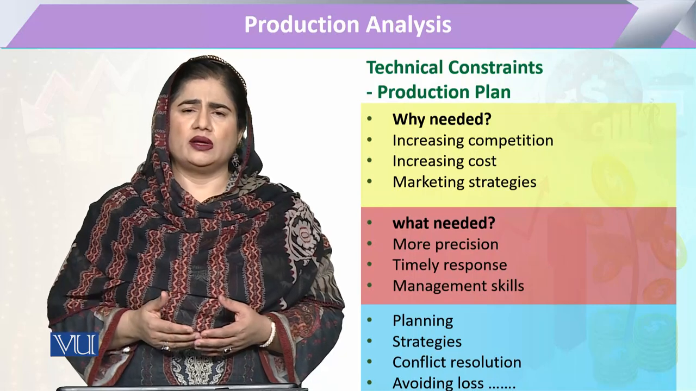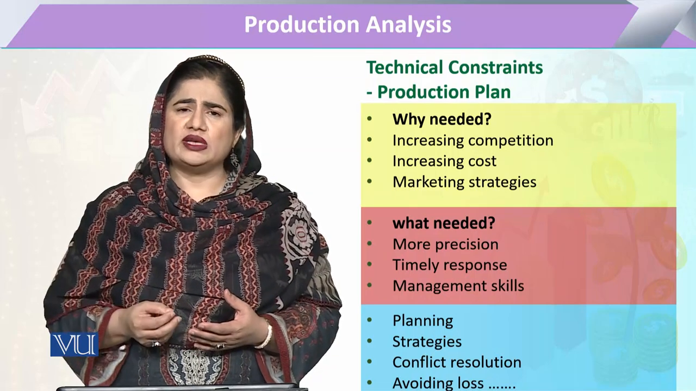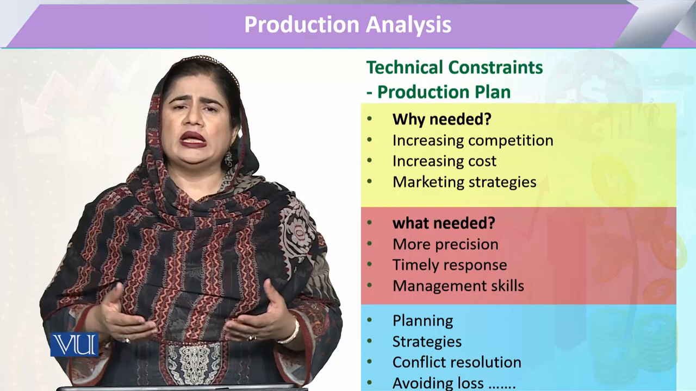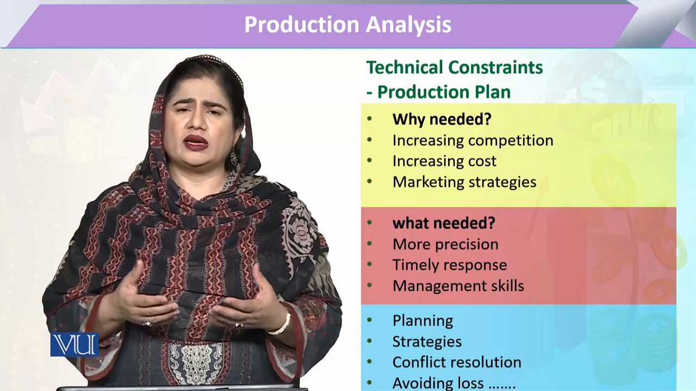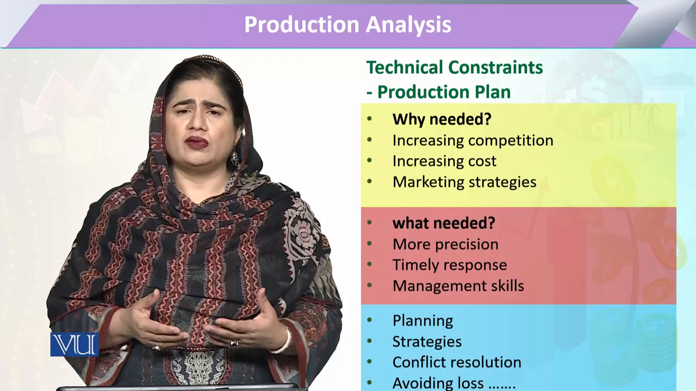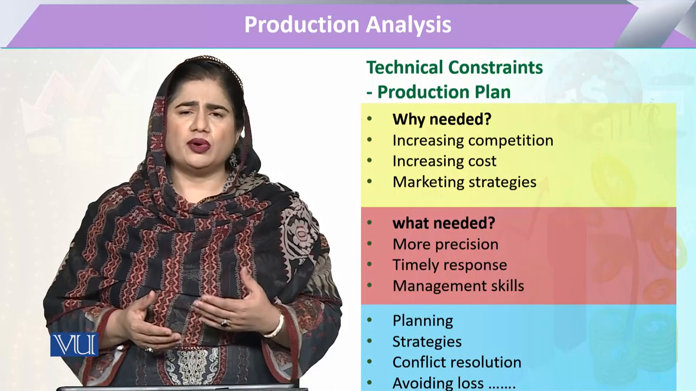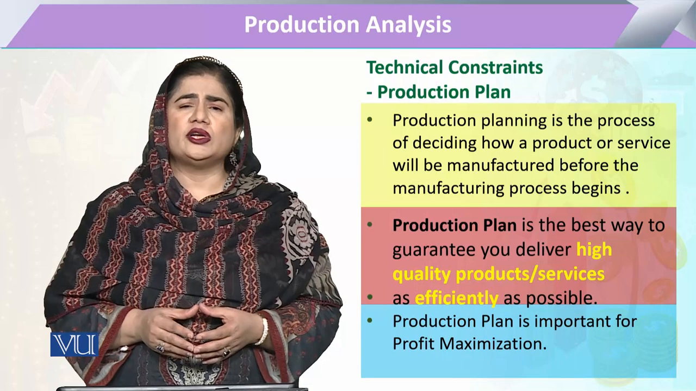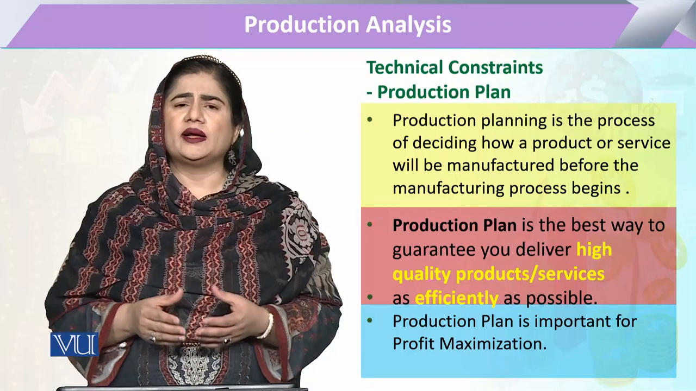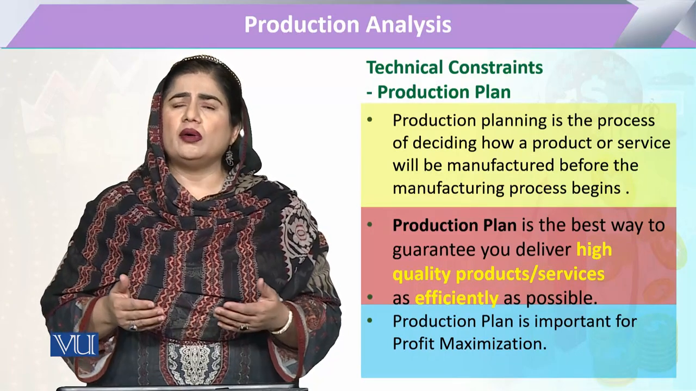And what is needed? It requires all types of information in a very precise manner, with accuracy, so that all this information related to inputs, output, the weather, the transportation, the supply chain, and the marketing strategy is collected. And even if there can be any conflict between the HR or anything, how they have to be resolved. So all this information and procedure has to be laid out before the start of the production process. Therefore, production planning is a comprehensive process that has to be started and completed just before the start of the actual process of production by a manufacturer or a producer.